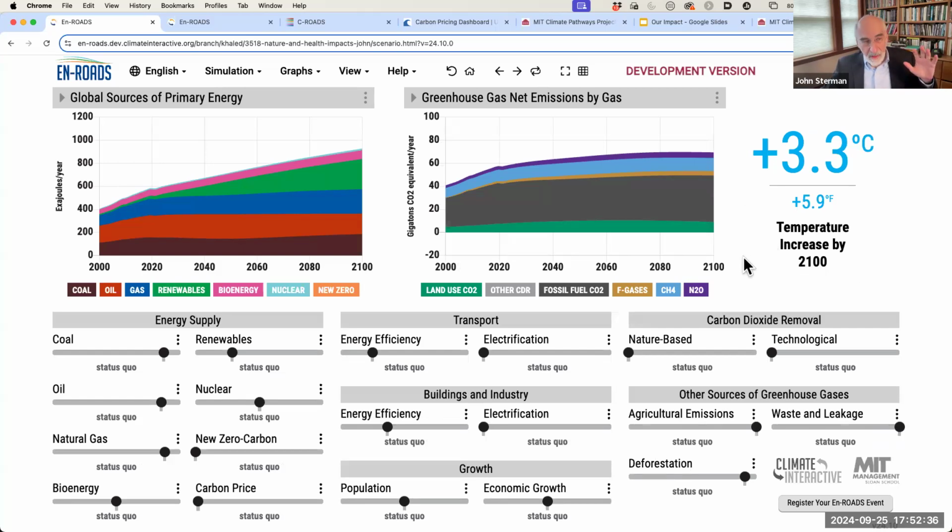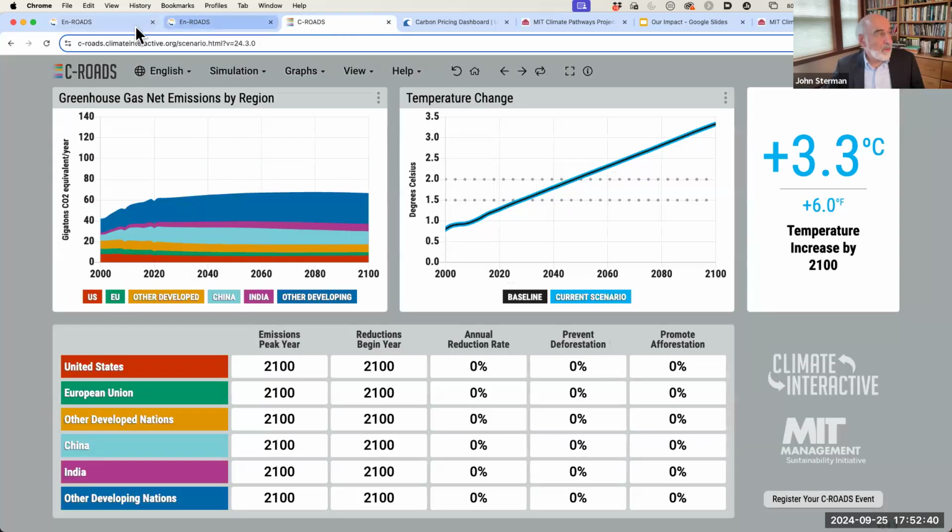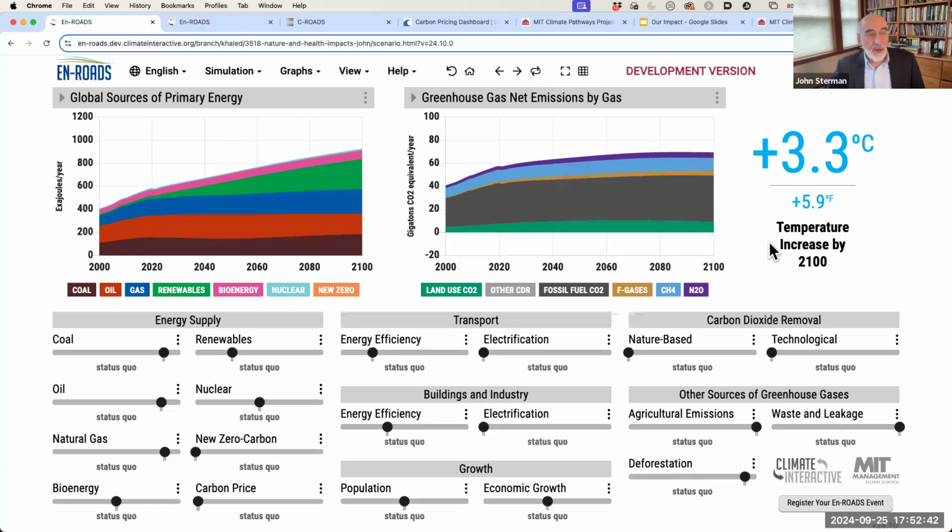So this is a global model. We do have a regional model, but we're not going to work with that today. One of the immediate ways in which this model is imperfect is that it's a global model of the economy, the energy system, and the climate, and how they all interact. So what's going on here?